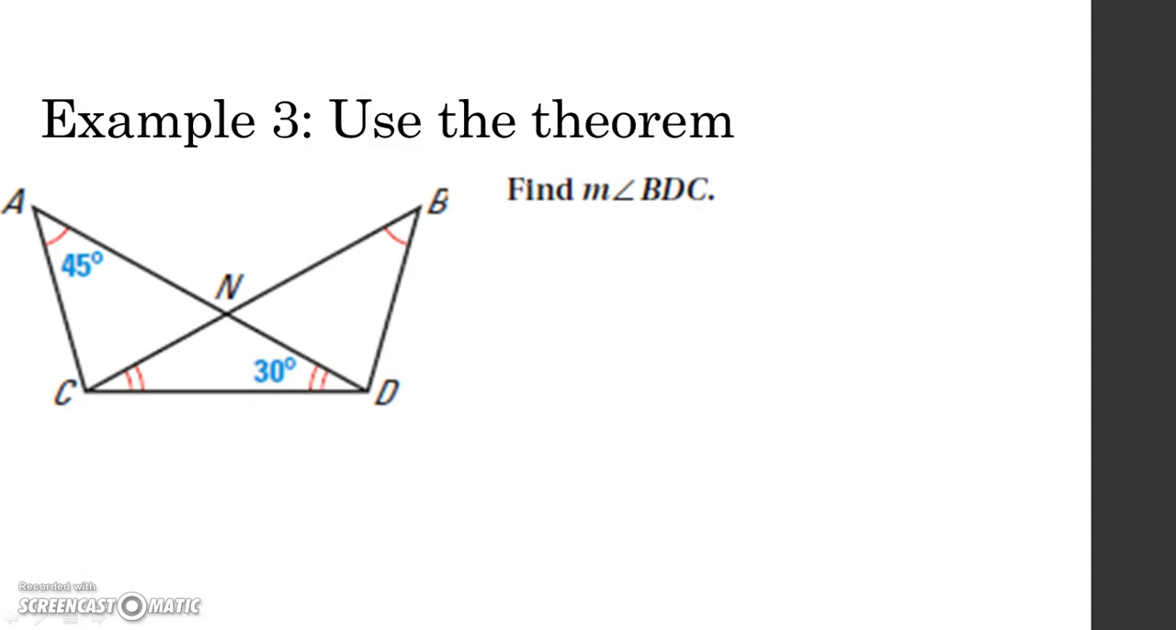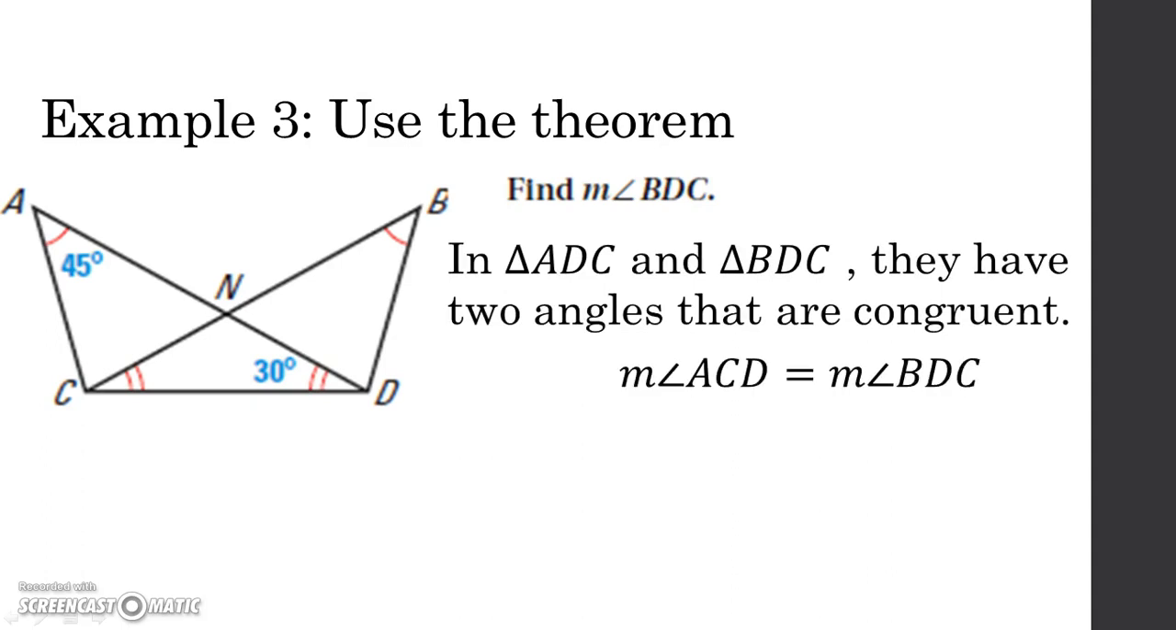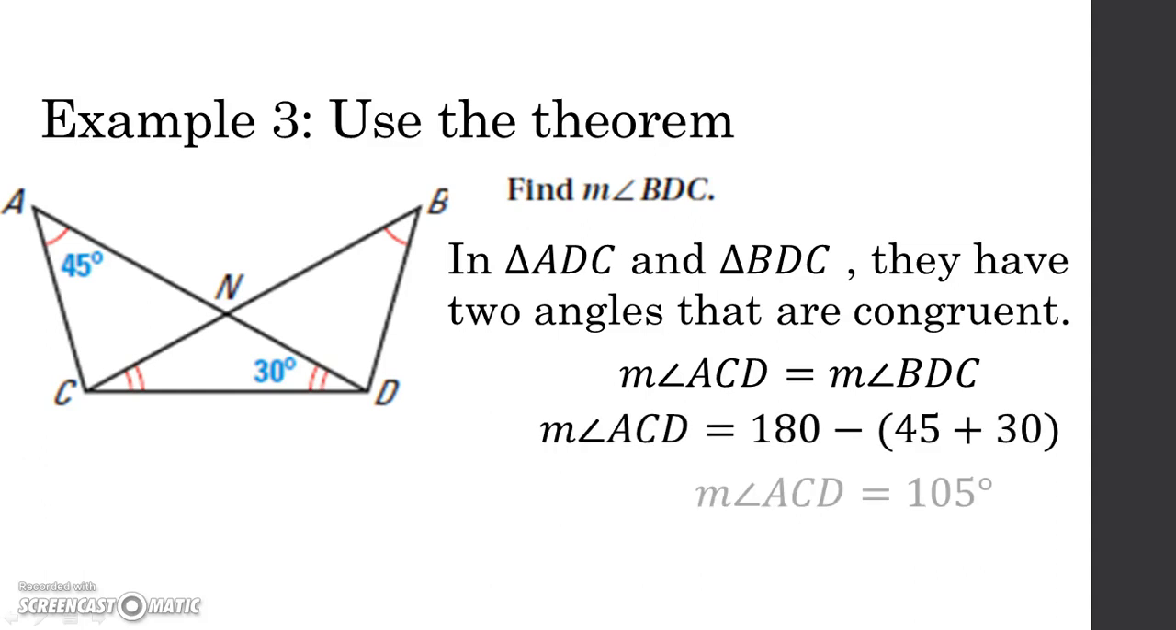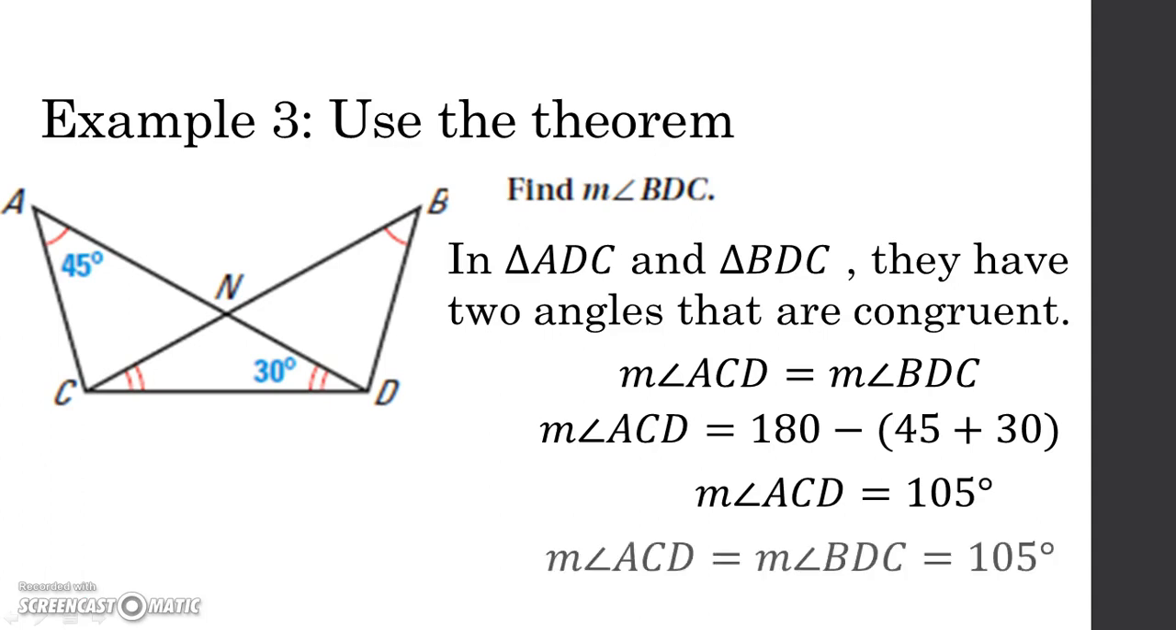To use this theorem here, we're trying to find angle BDC. Well, we know that angle BDC is congruent to angle ACD, because of the third angle theorem. The idea is angle A is congruent to angle B, and angle BCD is congruent to ADC. So therefore, by the third angle theorem, we know ACD and BDC are congruent. Their measures are equal. So to find this, we have 45 degrees, we have 30 degrees. If we subtract that from 180, we find that the angle is 105. Since ACD is 105, that means that BDC is 105.